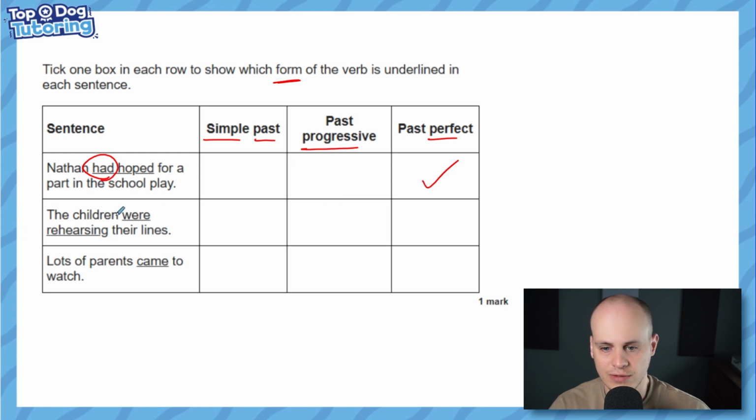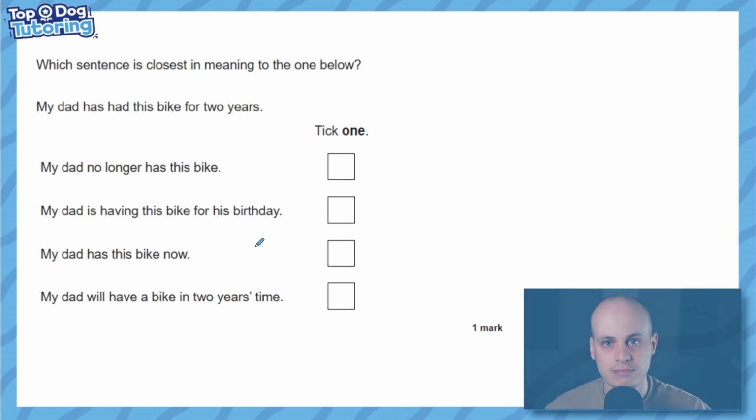Okay, so we're going to do this fast. The children were rehearsing, ends in ing, progressive. Lots of parents came to watch. It's one word, it's simple. Do you see how quick that was when you know the little tricks? I wonder if you felt the same way. Here's your next question. Off you go.